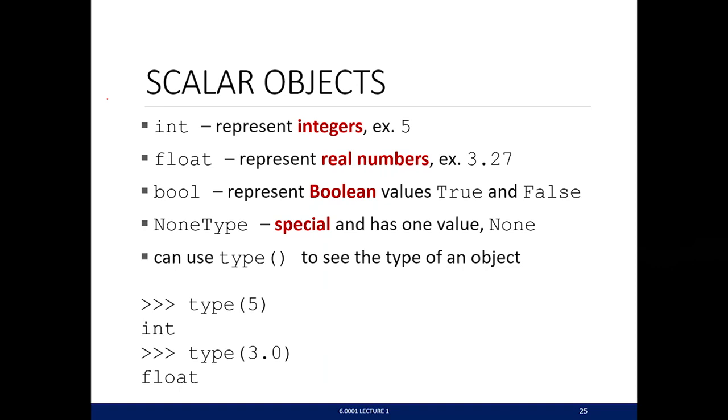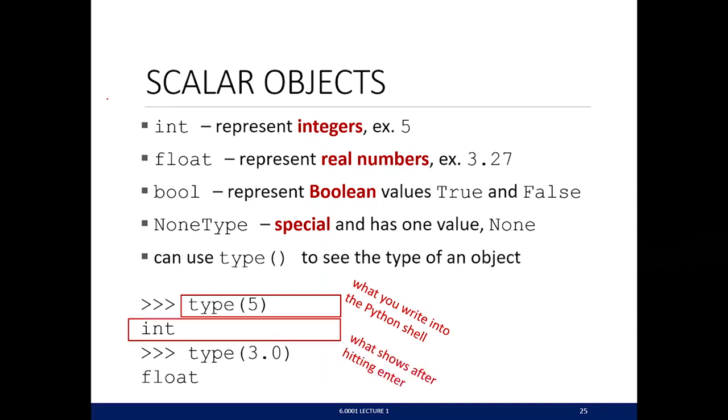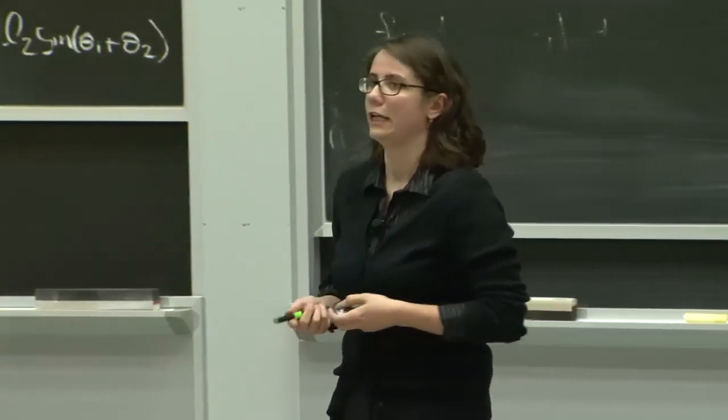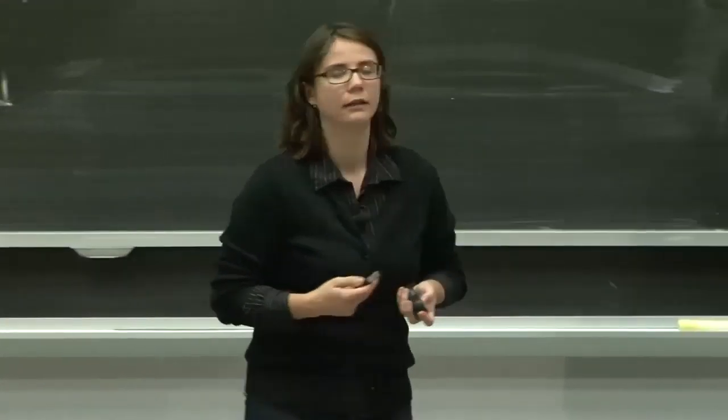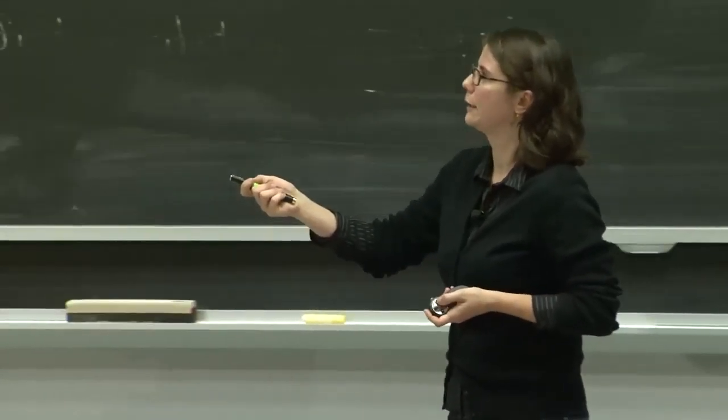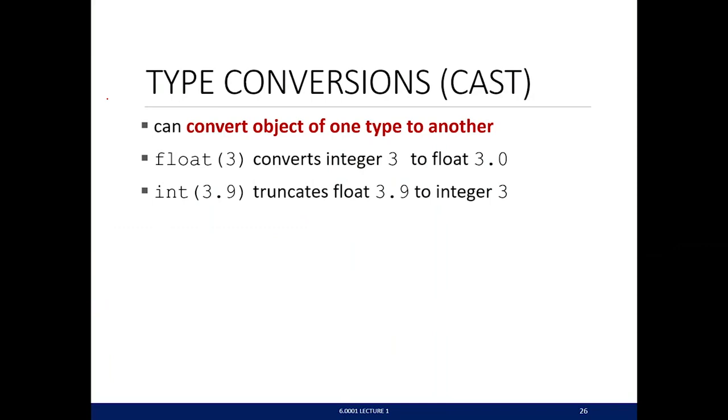If you want to find the type of an object, you can use this special command called type. And then in the parentheses, you put down what you want to find the type of. Okay, so you can write into the shell type of 5. And the shell will tell you that's an integer. If you happen to want to convert between 2 different types, Python allows you to do that. And to do that, you put the type that you want to convert to right before the object that you want to convert. So float of 3 will convert the integer 3 to the float 3.0.